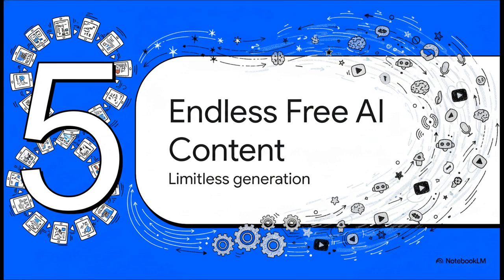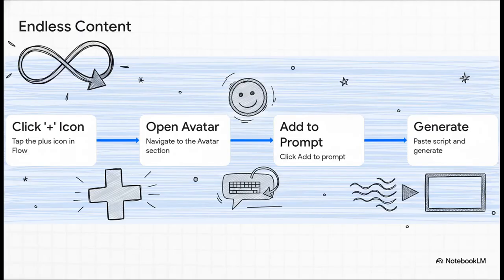Section 5. Endless free AI content. Limitless generation. Because you use the exact same email address to sign into Google Flow, the two systems are actually talking to each other. When you click the plus icon inside Google Flow and scroll down to the avatar section, your avatar is already sitting right there waiting for you. It's that easy. You simply click Add to Prompt, paste in whatever script you want, and click Generate. It functions exactly like the mobile app, but because you're running it through this developer-focused Flow environment, you bypass those 3 to 4 video daily limits entirely.